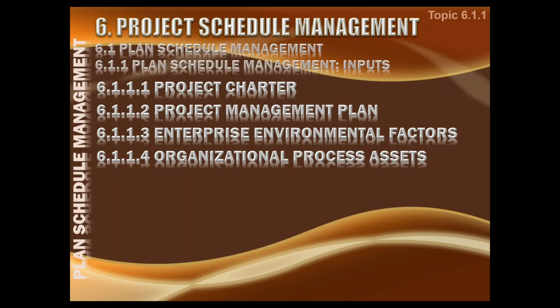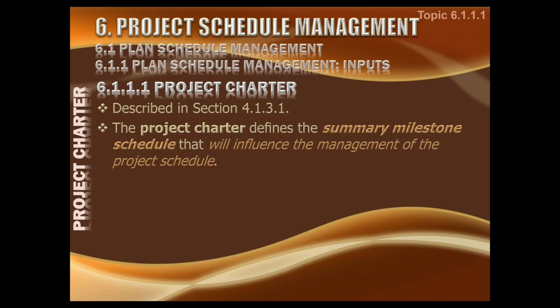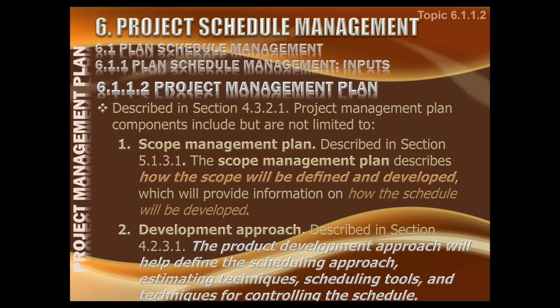So we have the project charter, the project management plan, enterprise environmental factors, and organizational process assets. And probably we don't need to talk much about these things, except that the project charter does provide us a summary milestone schedule. Maybe the charter gives you a small little schedule. This is generally the dates by which the project should be done, or a small little Gantt chart, which is not really very exact according to your project, but is able to provide you certain key milestones or key dates. So that could help us develop a schedule. This will influence the management of the project schedule.